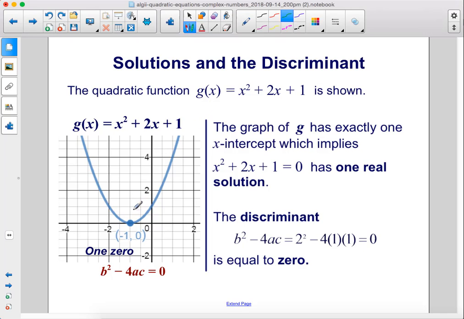The quadratic function g of x equals x squared plus 2x plus 1 is shown. The graph of g has exactly one x-intercept, which implies that the function has one real solution. The discriminant here is 0. So we have 0, one solution.